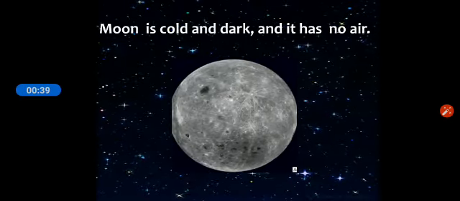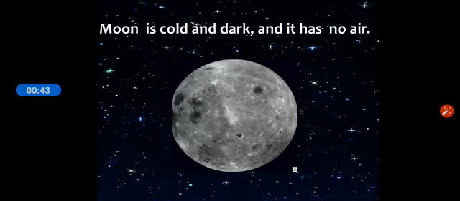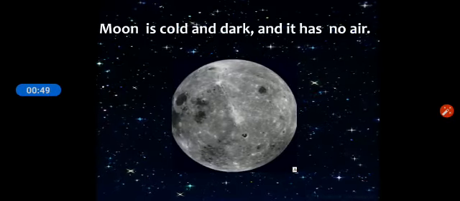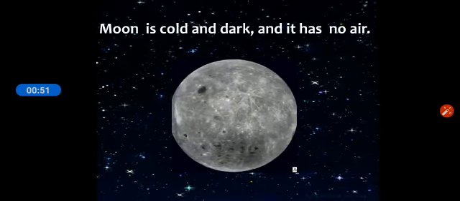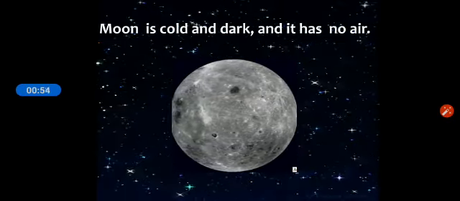The moon is cold and dark and it has no air. The moon does not have its own heat and light. The light we see is actually sunlight. The sunlight shines on the moon and makes it look bright.